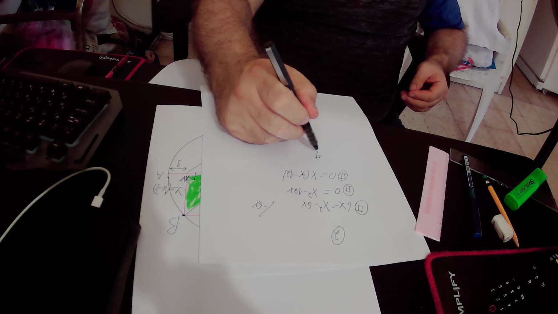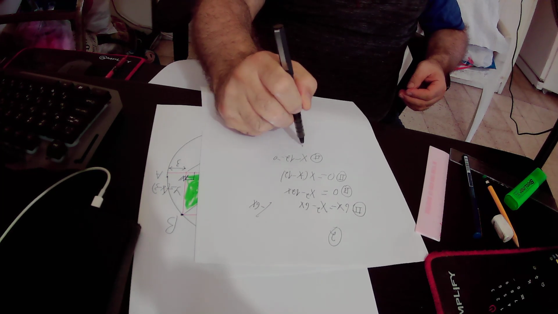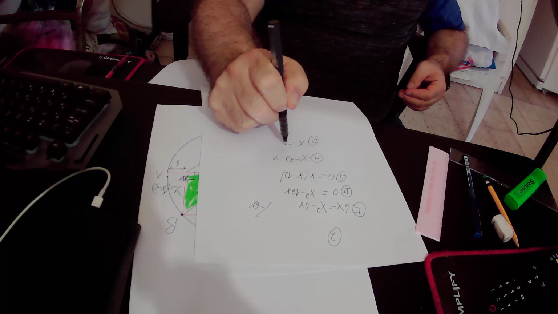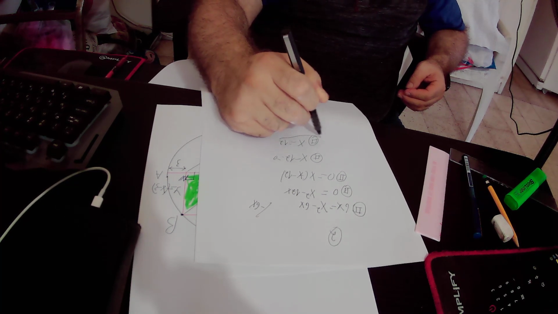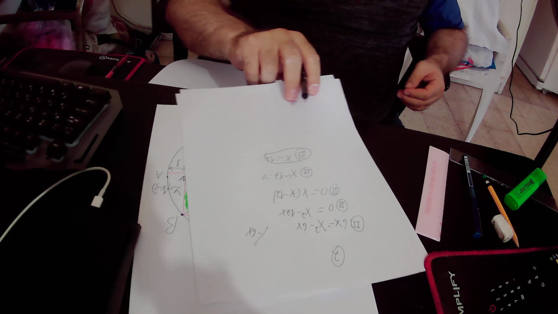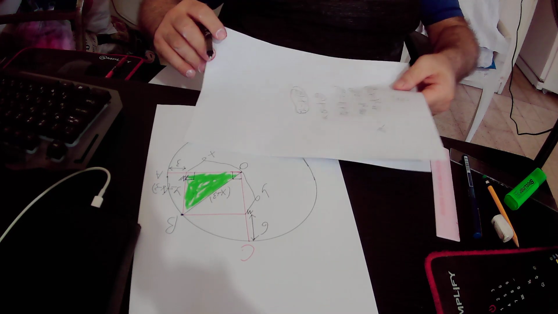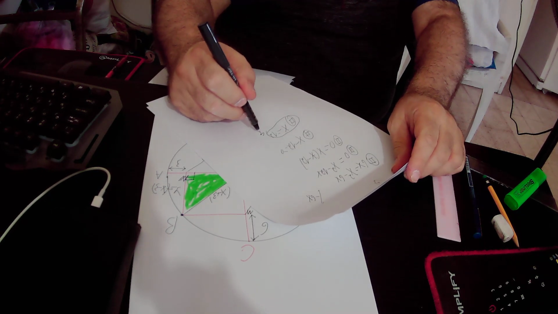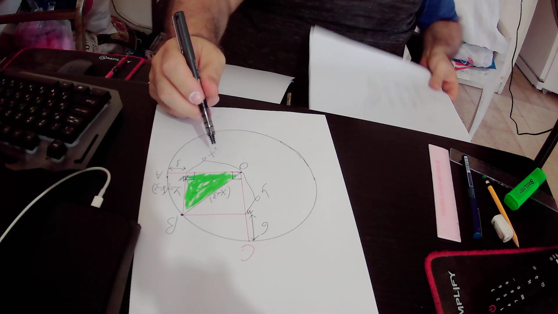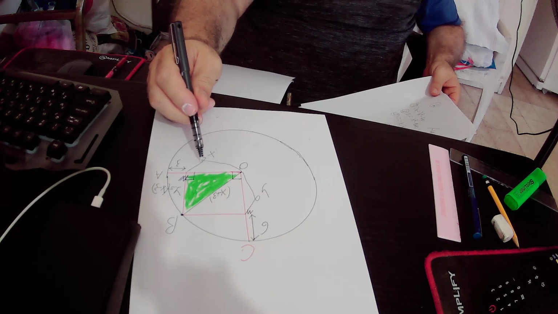X minus 12 equals 0, so x equals 12. X equals 12. Okay, so we got that x equals 12 units. We got that x, the side of the rectangle, equals 12 units.